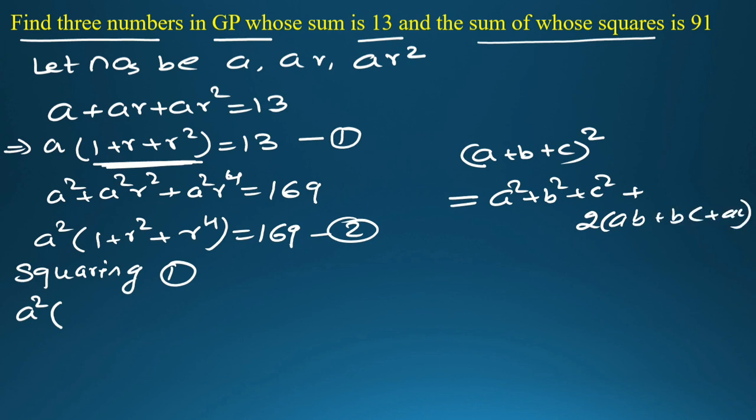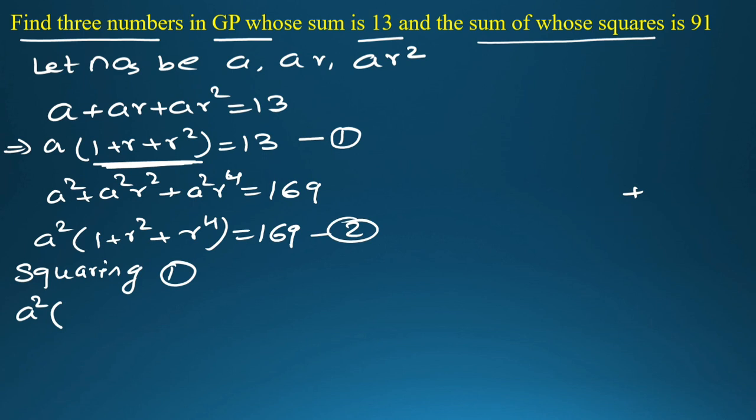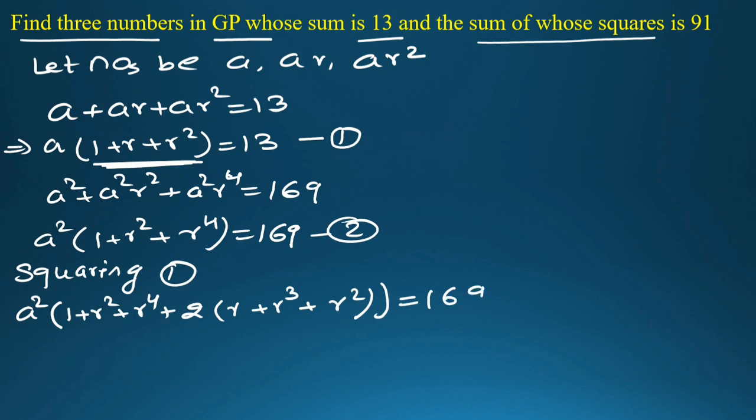Now again I am telling you, you have various methods to solve one question. It depends on what method is striking in your mind, you start with that. So it strikes in my mind, so I am doing with that. Now square both the sides: a square plus b square plus c square plus 2 times (ab plus bc plus ac) is equal to 169.